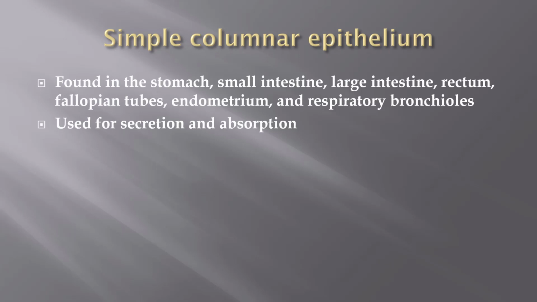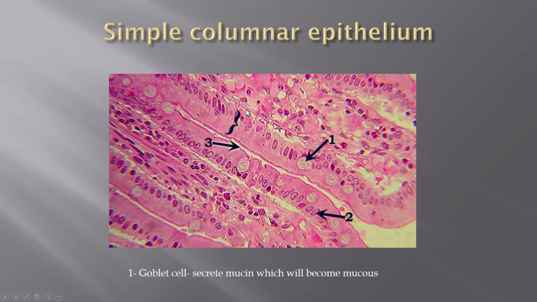All right, so when we get to simple columnar, we're going to do secretion and absorption, but in larger amounts. This is found in the stomach, in the small intestine, the large intestine, where we're trying to get a lot of that gastric juice out and a lot of absorption done of our nutrients. Some of the respiratory bronchioles, the endometrium has that. All right, but this is a column.